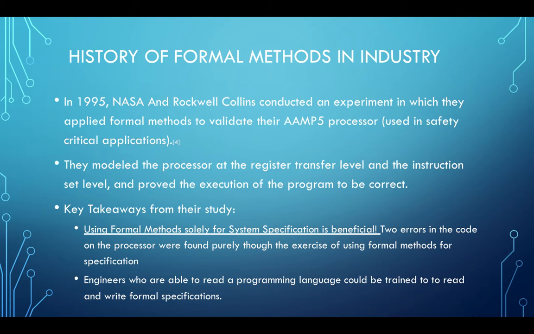And in this study, the researchers modeled the processor at the register transfer level and also at the instruction set level. And the goal was to trace each software instruction through the hardware to guarantee that the system would behave as expected. They found that formal methods are valuable even when applied solely to system specifications. And they came to this conclusion after discovering two errors in the software on their processor after simply using formal methods in the specification process. They also found that their engineers, who were not formal methods experts, could be trained to read and write formal specifications. So that was a study I'm going to refer back to, and it happened in '95.